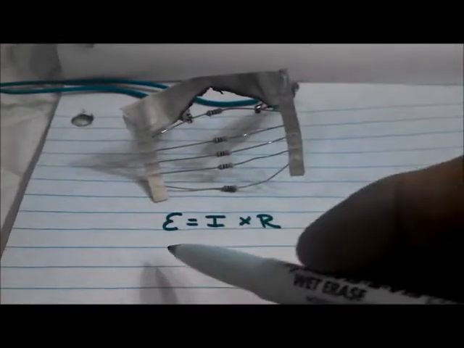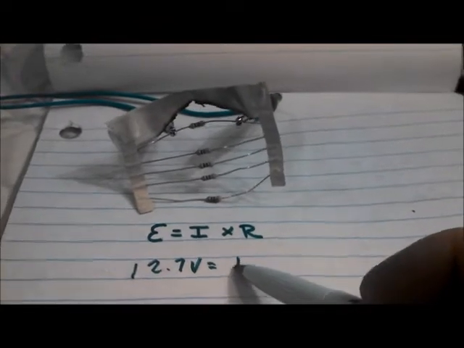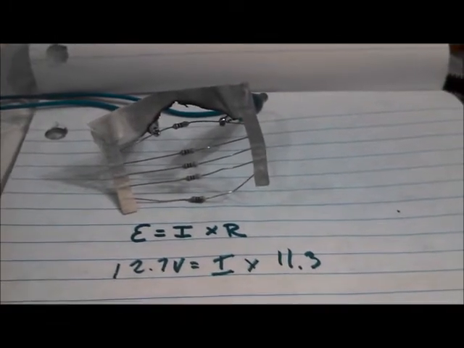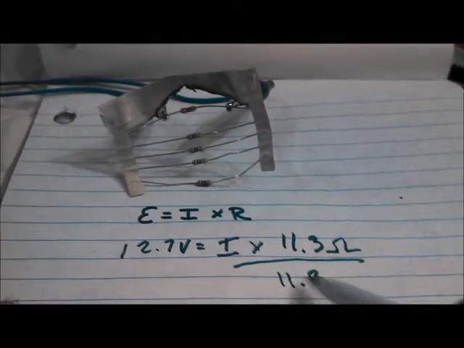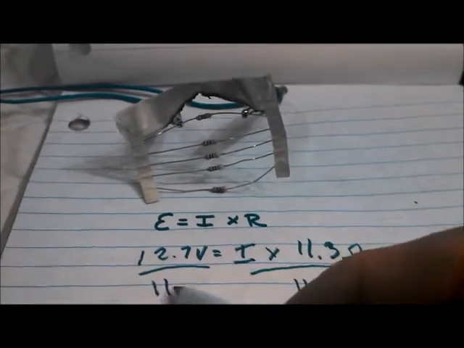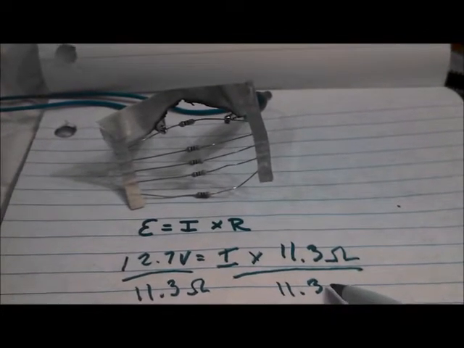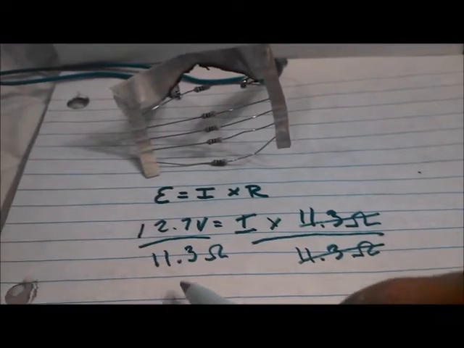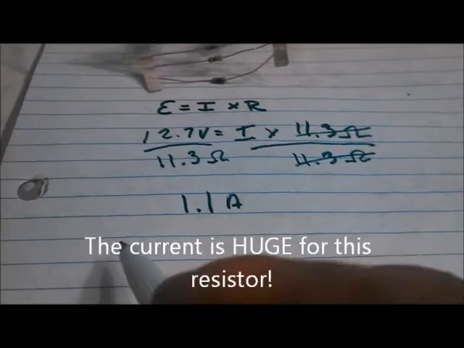I happen to know that I have a 12.7 volt battery. I have a current, and I have a resistance of 11.3 ohms. If I divide both sides by 11.3, clearly I get something over 1 amp. This crosses off, this crosses off, and let's just arguably say that this is 1.1 amps. I'm just guessing, and it doesn't really matter for the purpose of what we're doing.